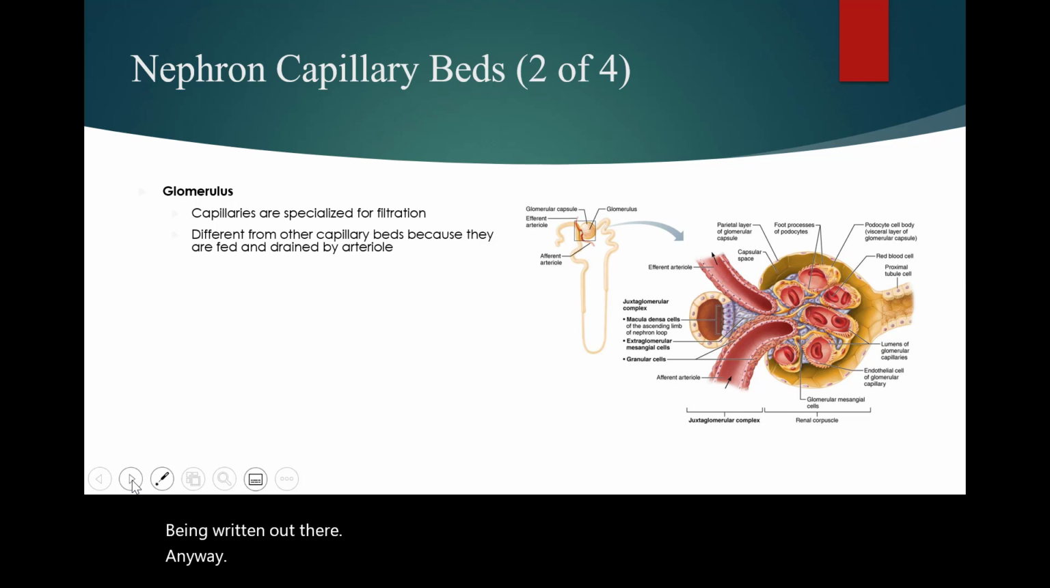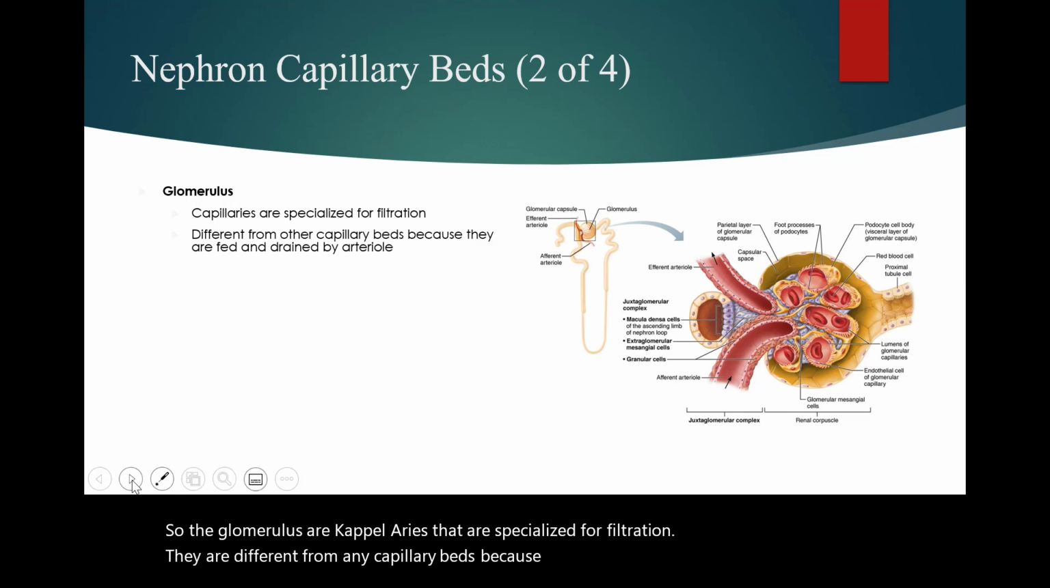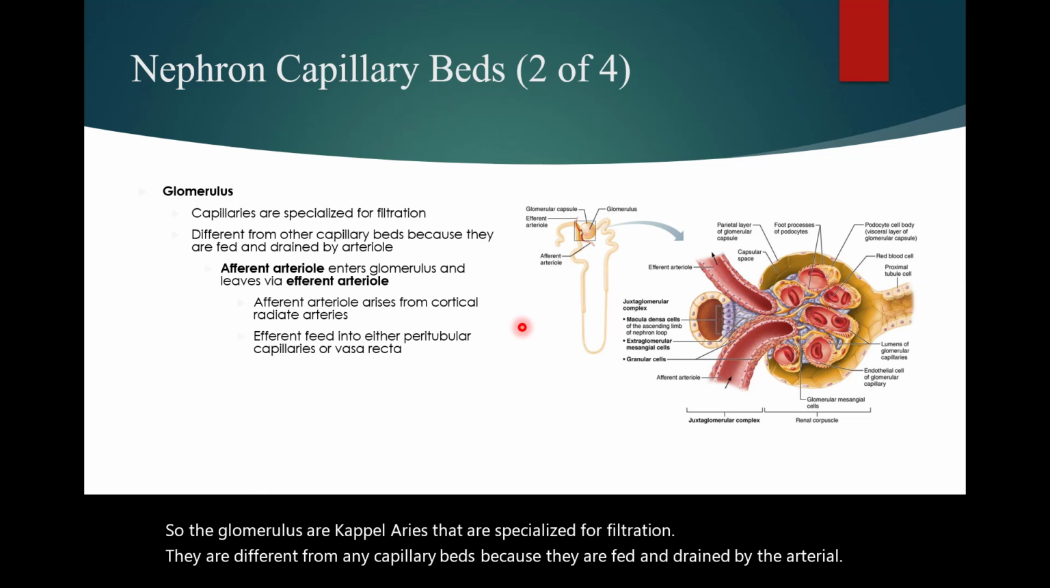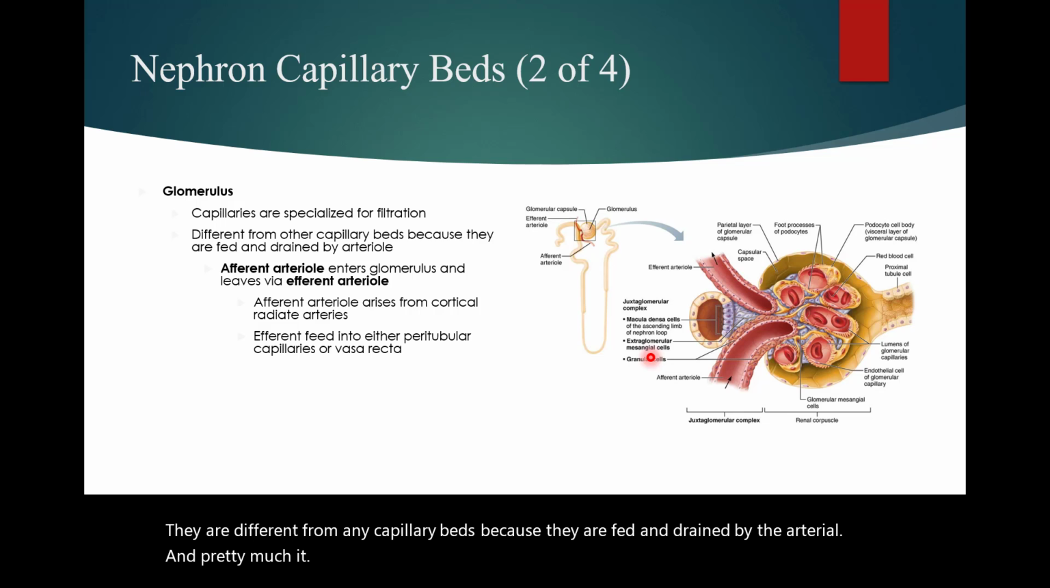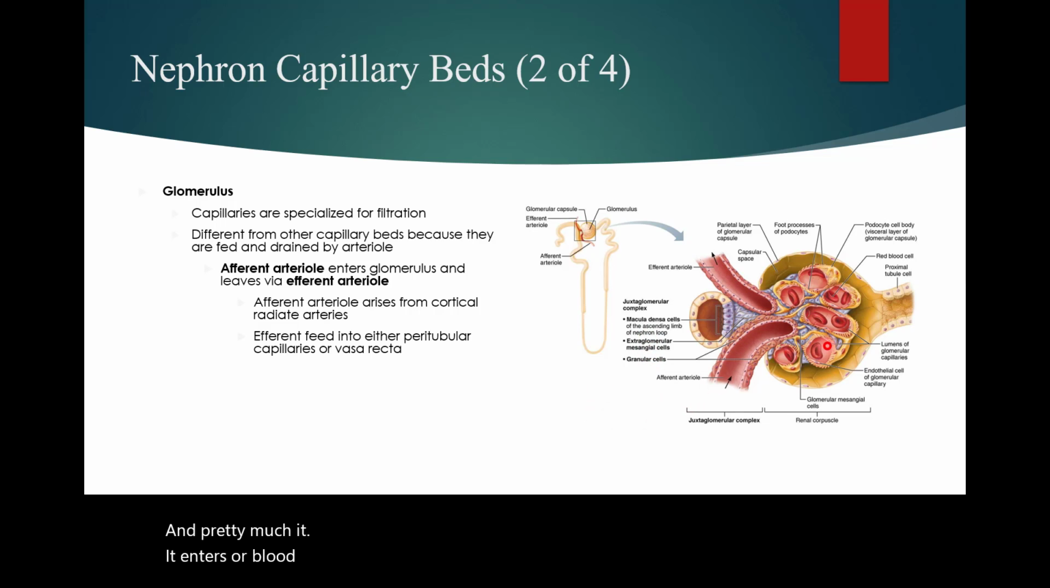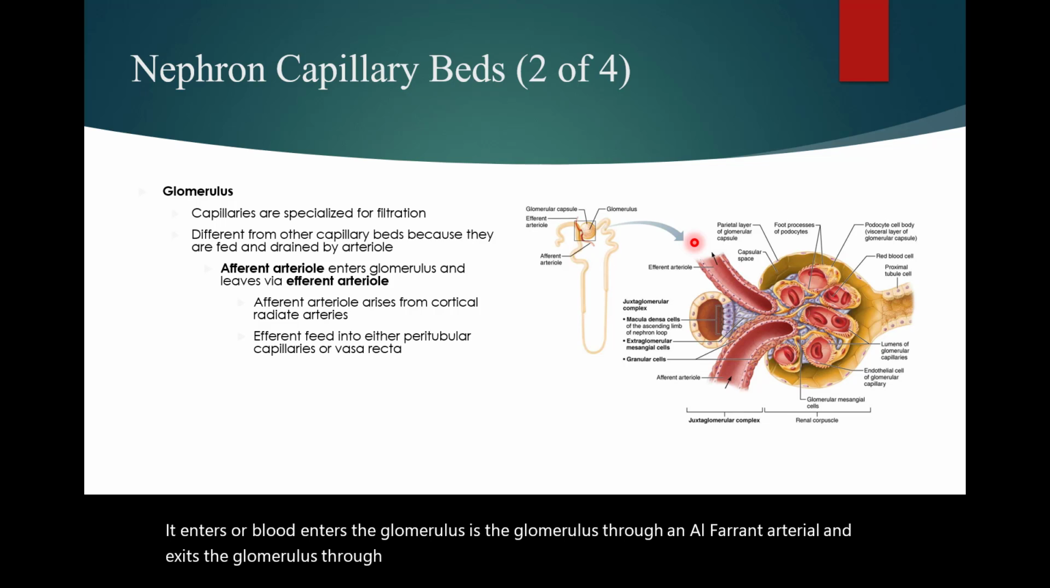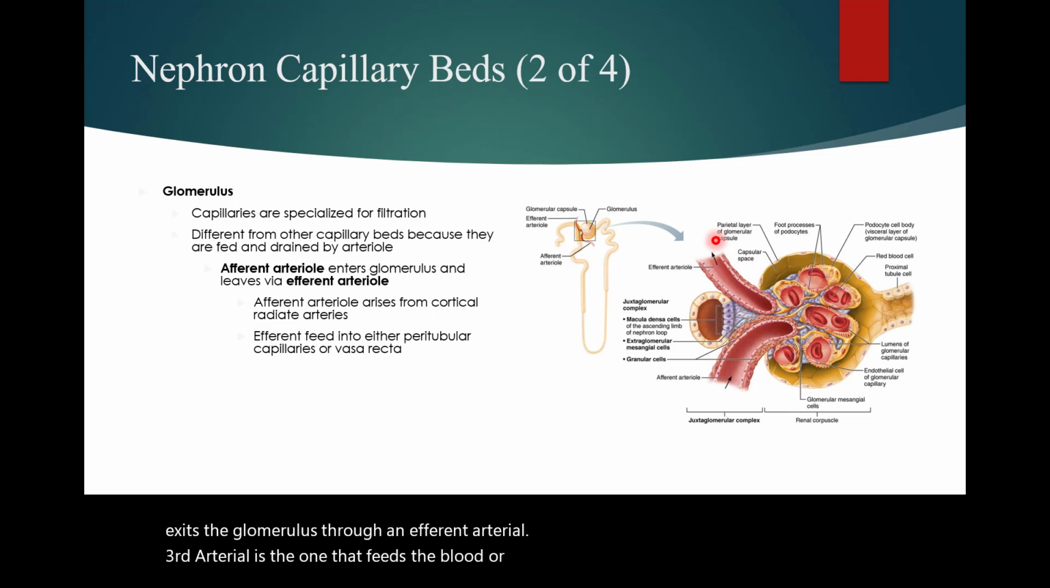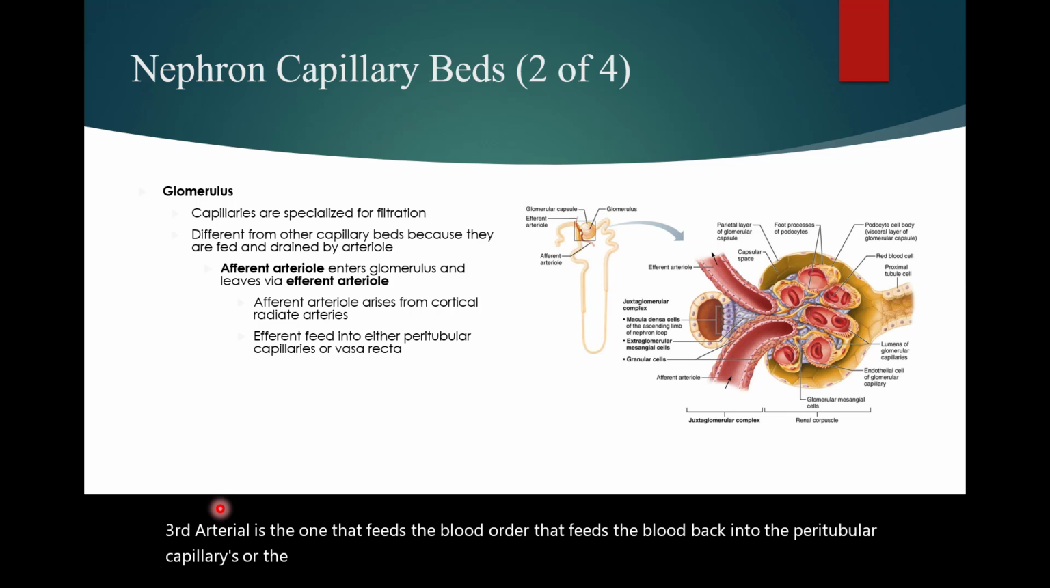So the glomerulus are capillaries that are specialized for filtration. They are different from any other capillary beds because they are fed and drained by arterioles. Blood enters the glomerulus, this is the glomerulus, through an afferent arteriole and exits the glomerulus through an efferent arteriole. The efferent arteriole is the one that feeds the blood back into the peritubular capillaries or the vasa recta.